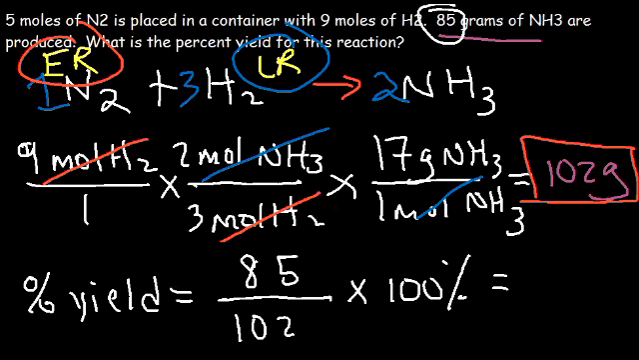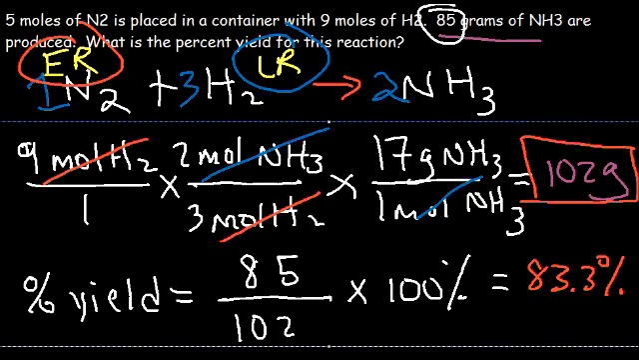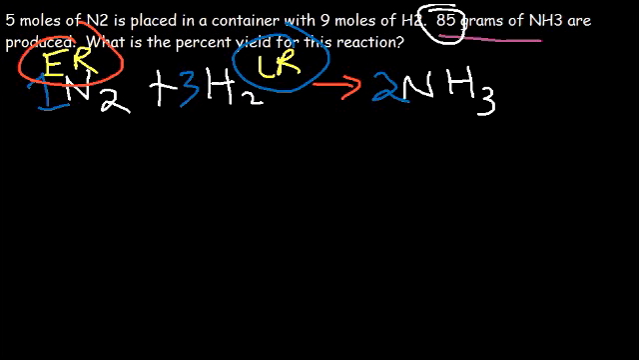And so the percent yield for this reaction is 83.3%. Now sometimes you may need to calculate the amount of excess reactant that remains. So let's assume this reaction goes to completion, and let's say all of the hydrogen gas reacts. How many moles of N2 will be left over after the reaction? How can you find the amount of excess reactant that remains?